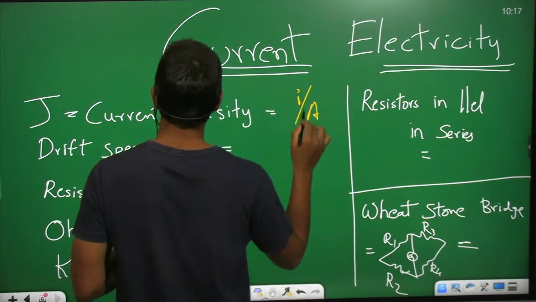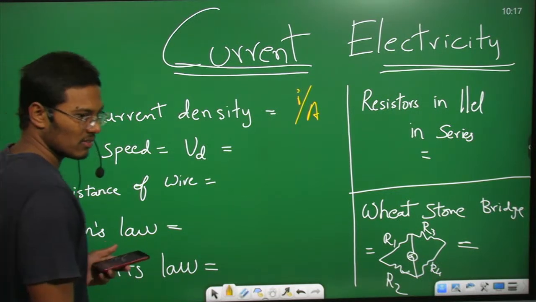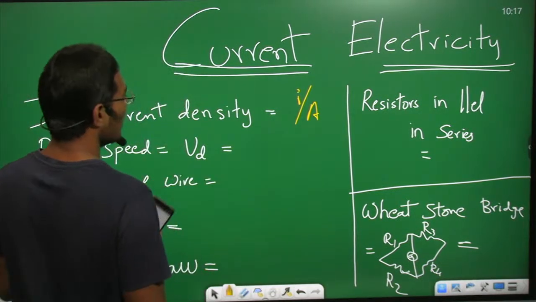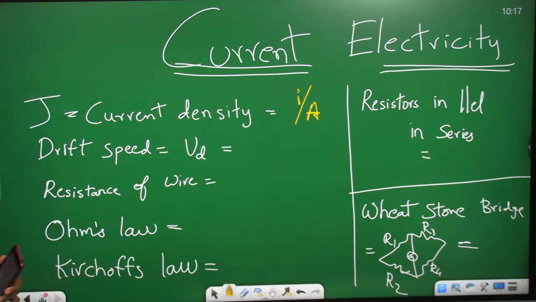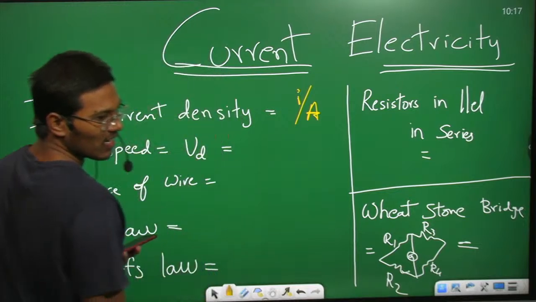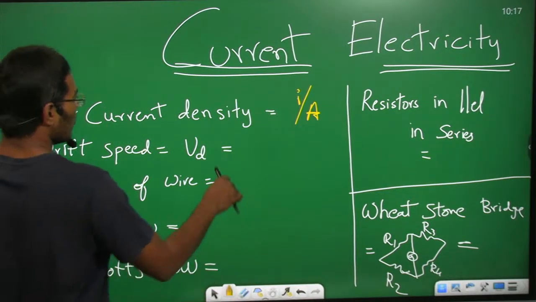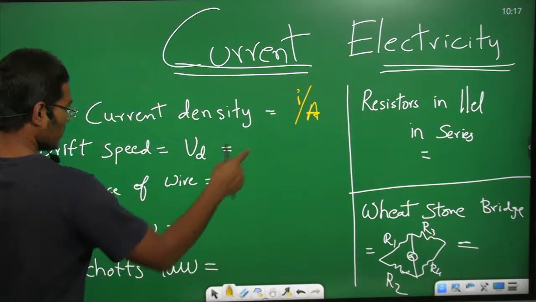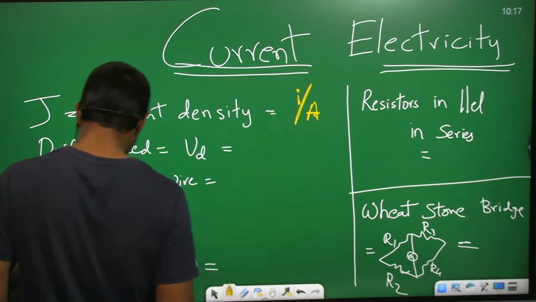See, what is density? What is the general meaning of density? Mass by volume. Then why are you writing A here? See, density represents, it should be something like I by V, right? Why area? We basically talk in terms of area. So I by A, okay, right? Next. What is drift speed?